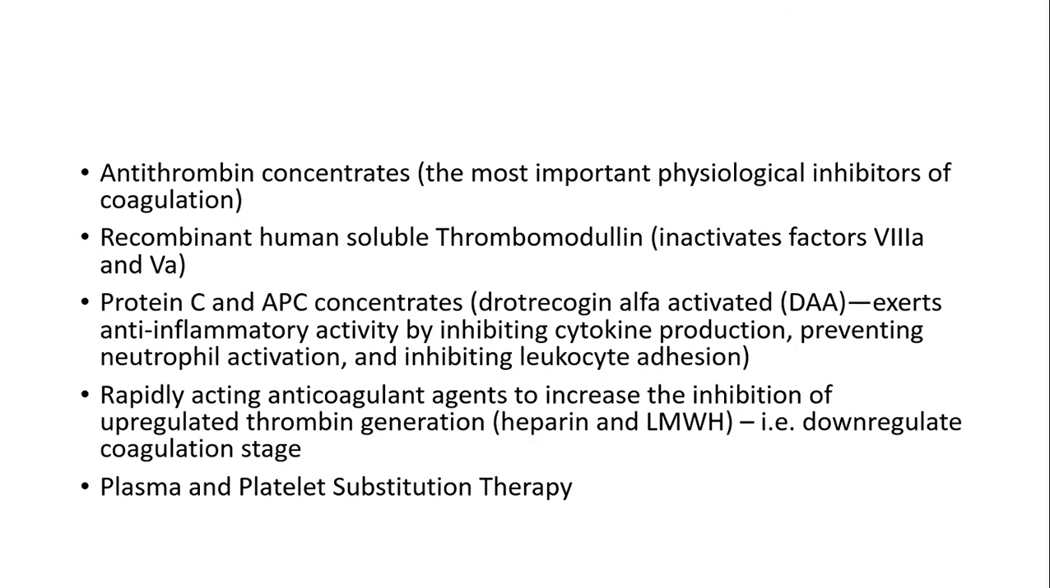Antithrombin concentrates are among the most important physiological inhibitors of coagulation. Recombinant human soluble thrombomodulin inactivates factor 8A and 5A. Protein C and APC concentrates exert anti-inflammatory activity by inhibiting cytokine production, preventing neutrophil activation, and inhibiting leukocyte adhesion. Rapidly acting anticoagulant agents increase the inhibition of the upregulated thrombin generation, for example, heparin or low molecular weight heparin, plasma and platelet substitution therapy.